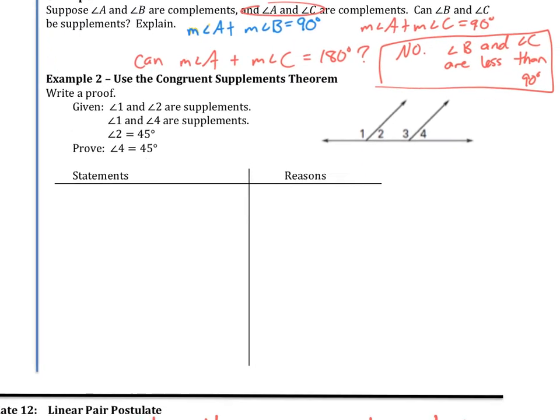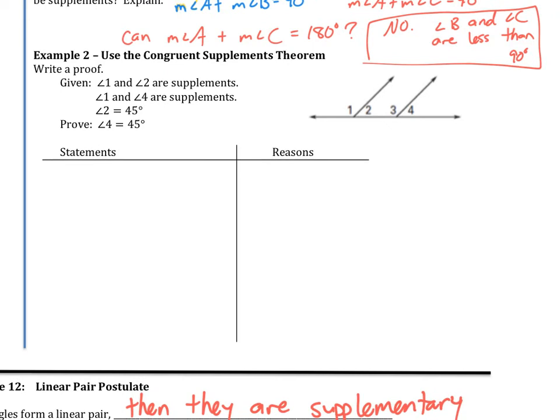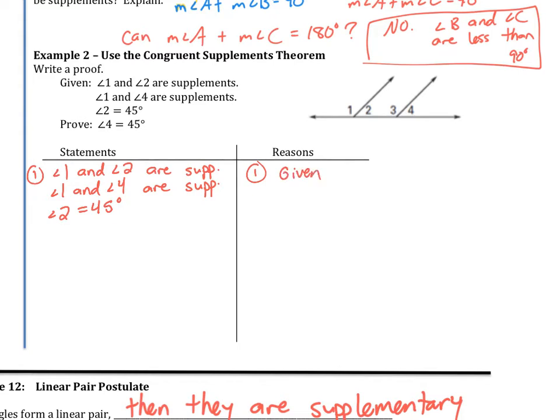Right, we have another proof. Use the congruent supplements theorem and write a proof. So in the proofs, we always start with the given. So we are given angle 1 and angle 2 are supplements. I'm going to abbreviate that SUPP. And we know that angle 1 and angle 4 are supplements. And we know that angle 2 is equal to 45 degrees. All right, and the reason is given. They told us that.